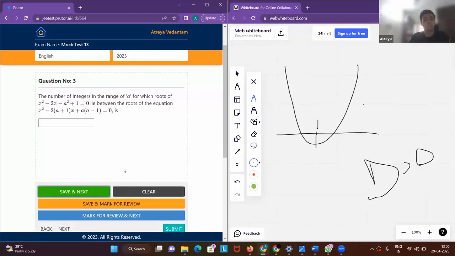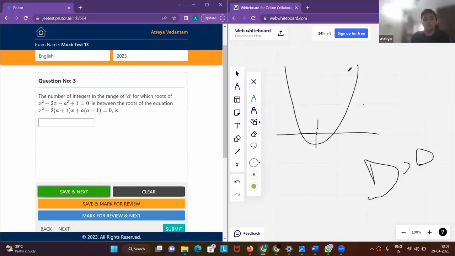Next question: number of integers in the range of a for which the roots of x squared minus 2x minus a squared plus 1 equals 0 lie in between the roots of the second equation. So again, in this kind of question, we'll draw a graph. Clearly in this case, both the parabolas are upward facing because the coefficient of x squared in both of them is plus 1, which means we don't need to worry about which way it's facing.